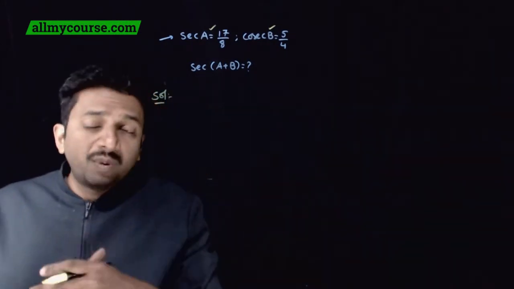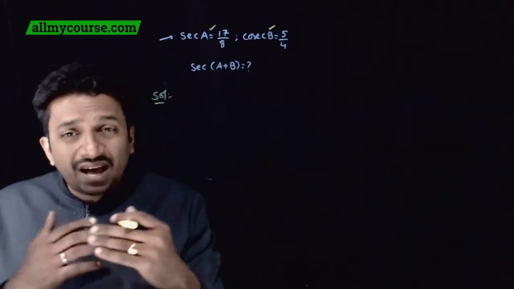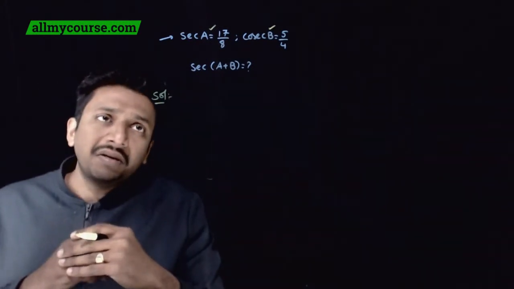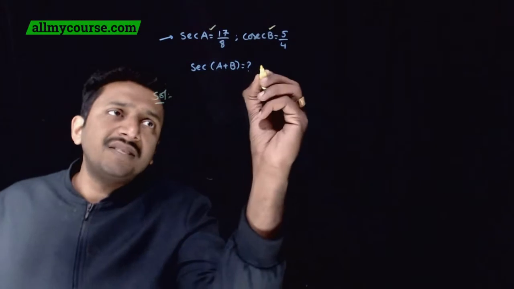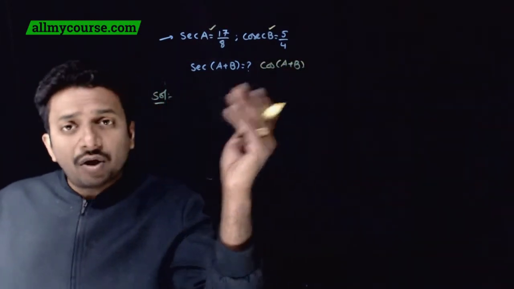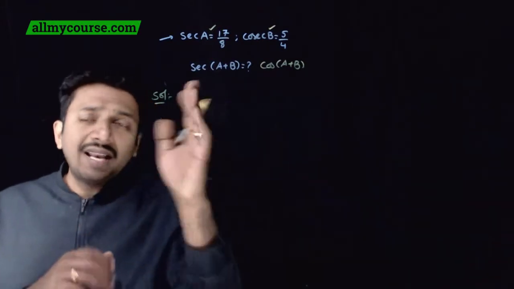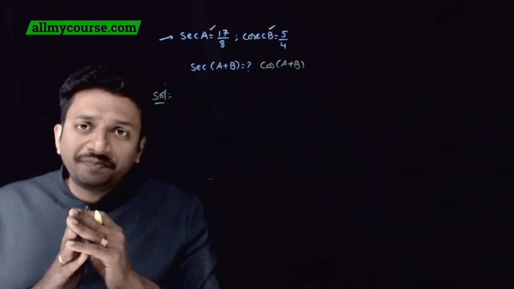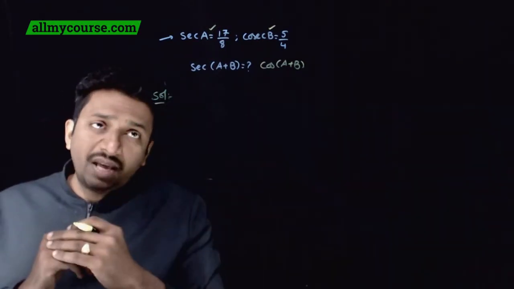I am more comfortable with sines and cosines because I have formulas in sines and cosines. So what I try to do is I'll first find cos of A plus B. And once I find cos A plus B, if I reciprocate it, I'll get secant of A plus B, right? Now how do I get cos A plus B?